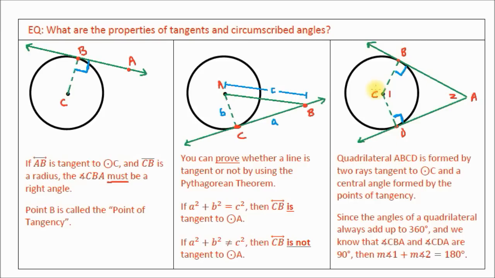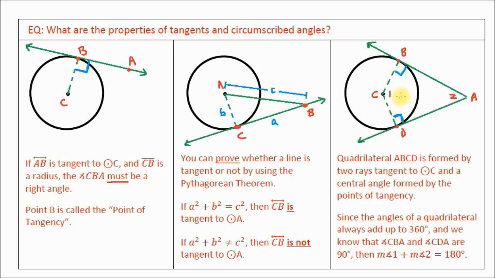Quadrilateral ABCD. Remember, a quadrilateral has four sides. So quadrilateral ABCD kind of looks like a kite. It is formed by two rays tangent to circle C. We've already talked about that. They're tangent at point B and tangent at point D, and there is a central angle formed by the points of tangency. So you can see angle 1 is a central angle, and it is made by this radius, which is perpendicular, or a right angle, to this ray AB, and this radius is also at a right angle to ray AD.